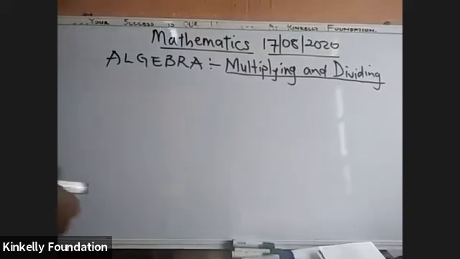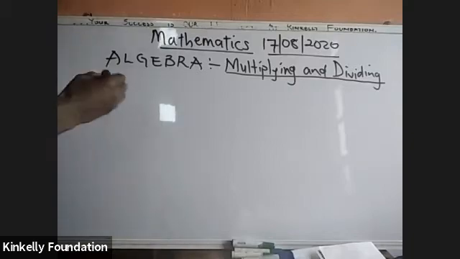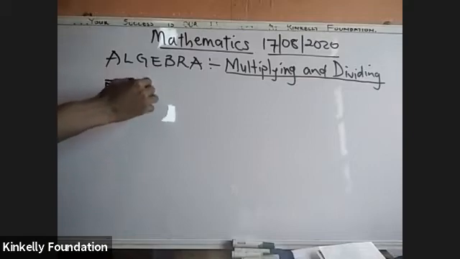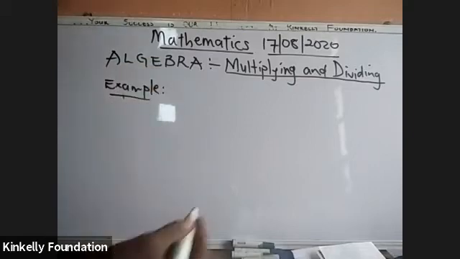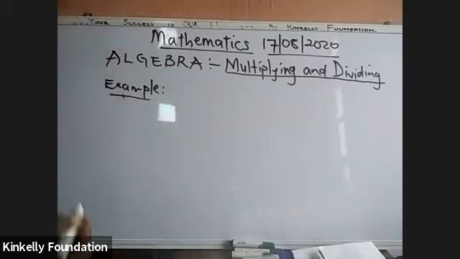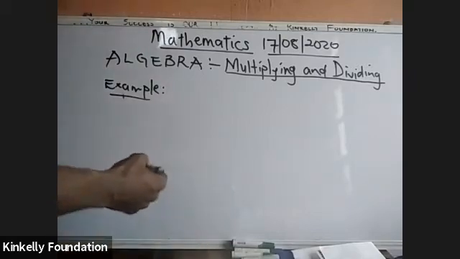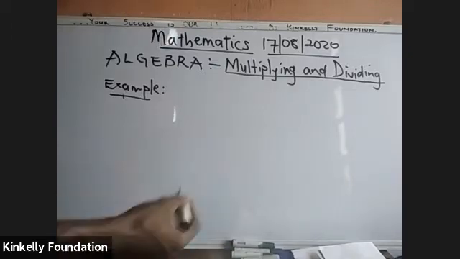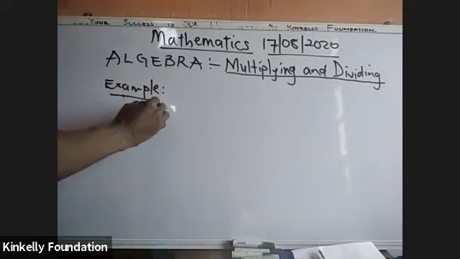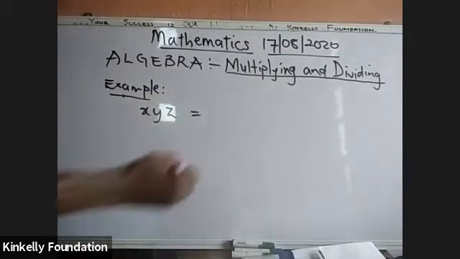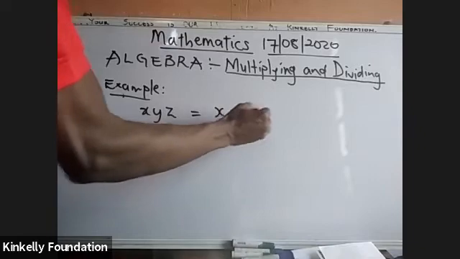In today's class on algebra for beginners, we will be looking at multiplying and dividing in algebra. Multiplication, as we know in algebra, is the same as when you are multiplying ordinary numbers. There are some rules governing it. Example, if you say xyz, it is the same thing as saying x times y times z.